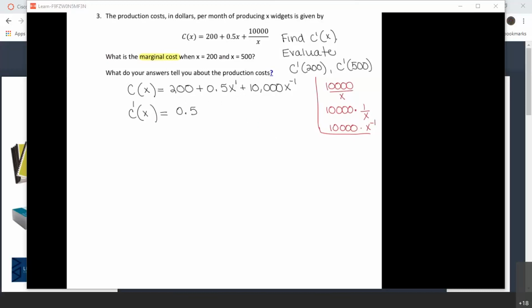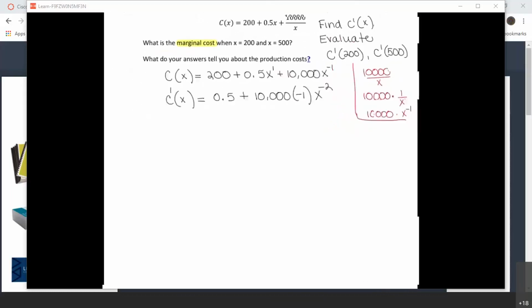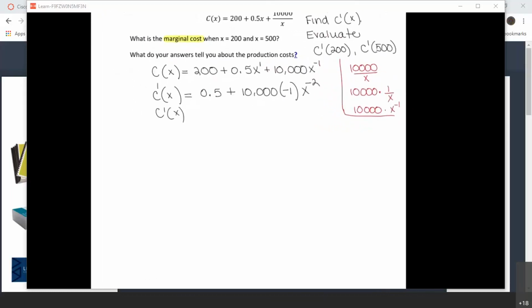So let's take a look at this other term. I have 10,000. I bring down the -1, and I subtract 1 from an already negative exponent. If I simplify the derivative, this gives me 0.5. -1 times 10,000 is -10,000, and the x to the -2 can go in the denominator squared. So this step's the calculus step. This is just algebra using rules for exponents. Then what I'm going to do is plug in my 200.